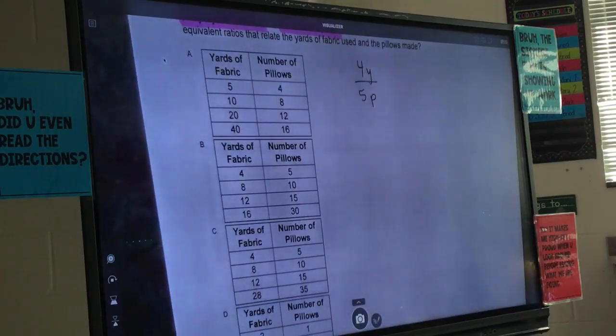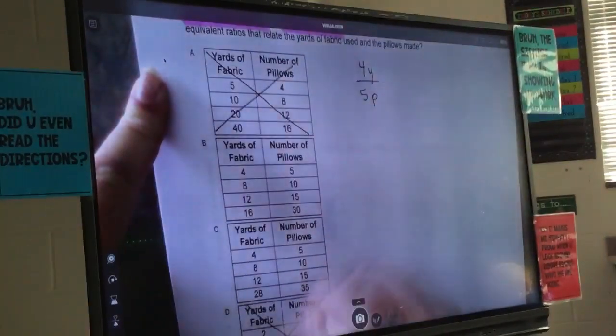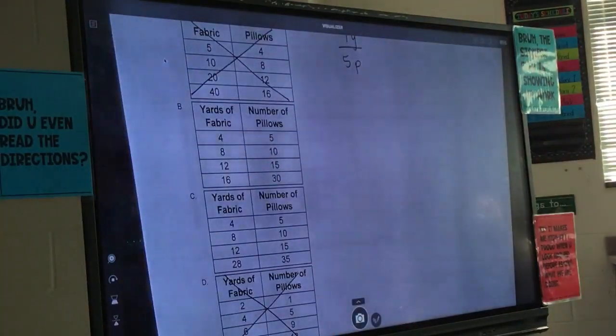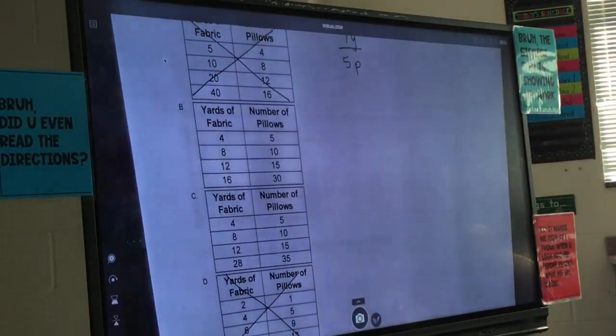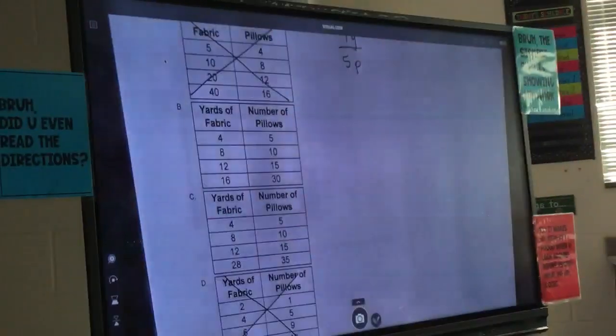All right, we are going to eliminate A and D. Why can we eliminate A? Let's start with that one. Kira. Because it's not 4 to 5. I mean, it's not 5 to 4 to 5. Right, it's not 5 to 4. The original ratio is 4 to 5, so good job.